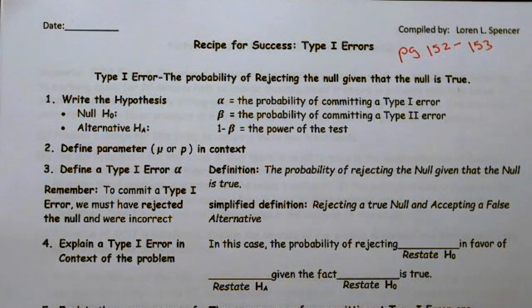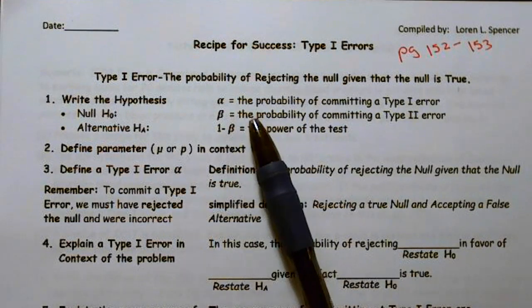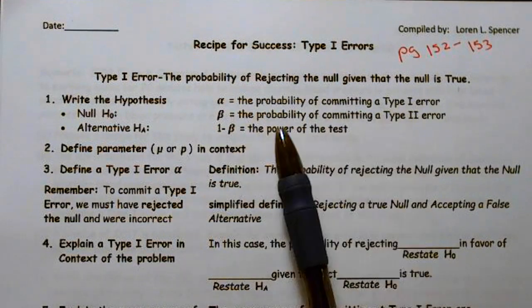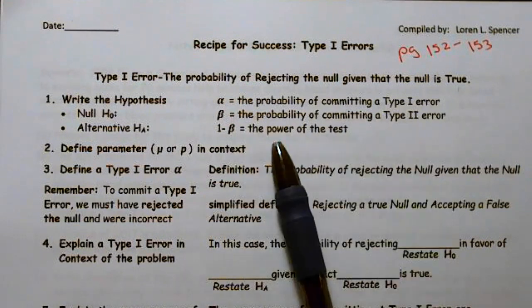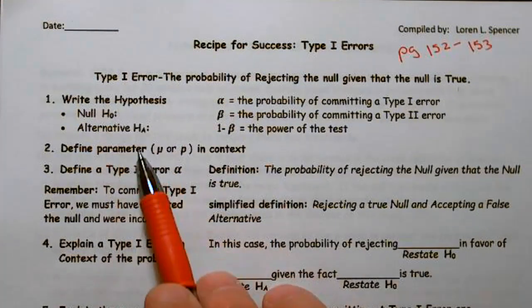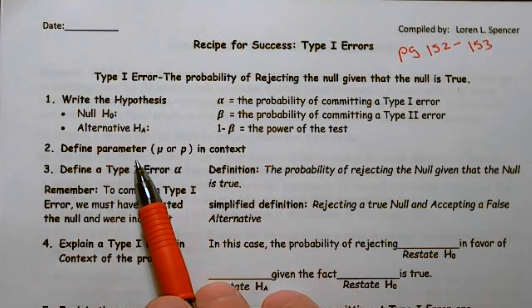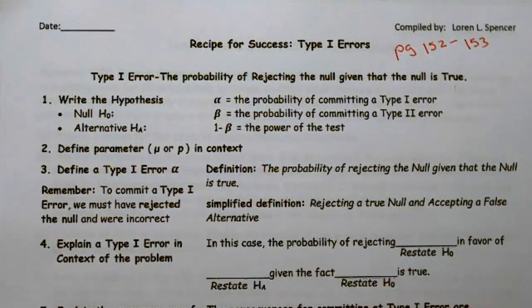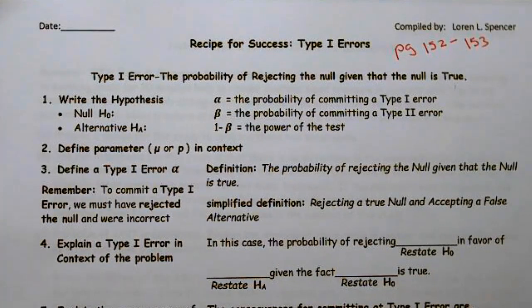Off to the side, these are just reminders. Alpha is the probability of committing type 1, beta the probability of type 2, and that's the formula for power. The next thing, you wrote the null, you wrote the alternative, define the parameter in context. Really, you need to do every single one of these steps when you're approaching one of these problems.